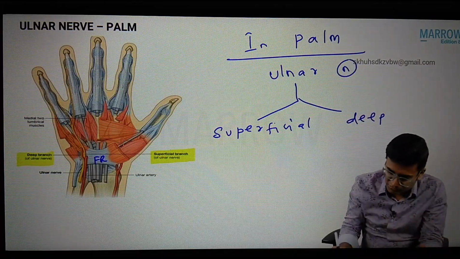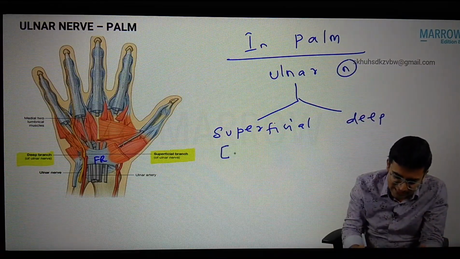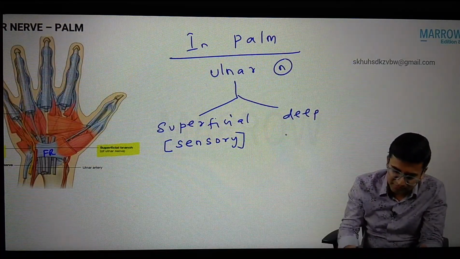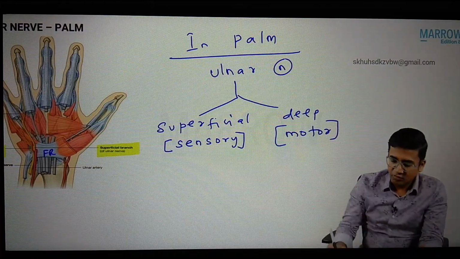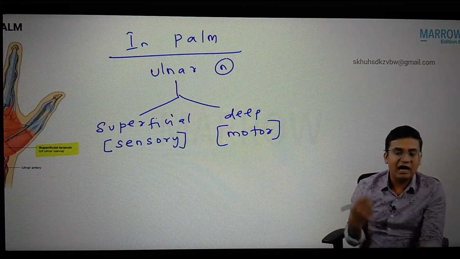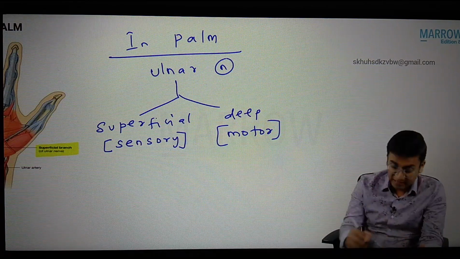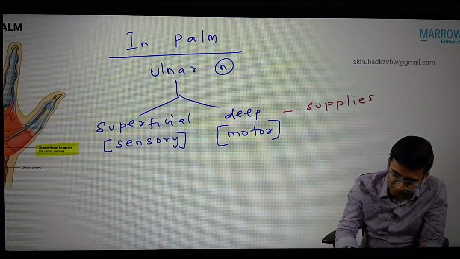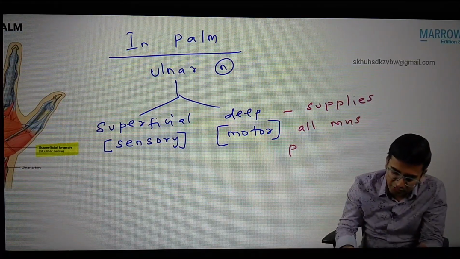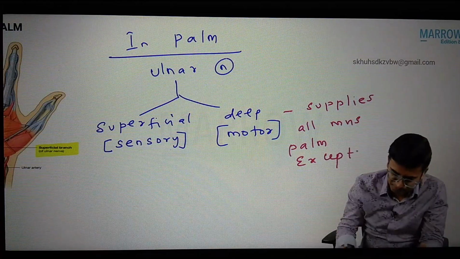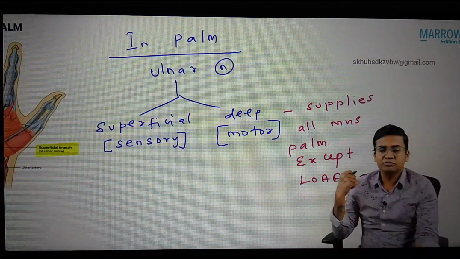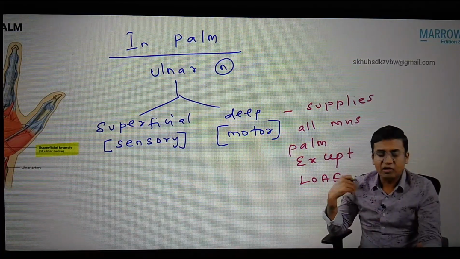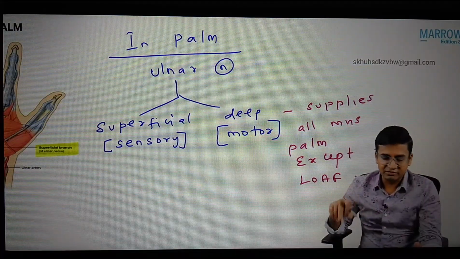So the superficial branch is mainly the sensory branch. The deep branch is a motor branch. Now all the muscles in the palm are supplied by the ulnar nerve only, deep branch of the ulnar nerve, except the LOAF muscles. So the deep branch, please write, supplies all the muscles of the palm except the LOAF muscles: lumbricals 1 and 2, opponens pollicis, abductor pollicis brevis, and flexor pollicis brevis. Except these muscles, all the remaining muscles in the palm are supplied by the deep branch of the ulnar nerve.